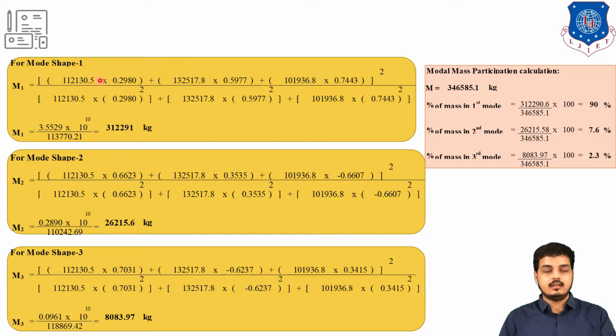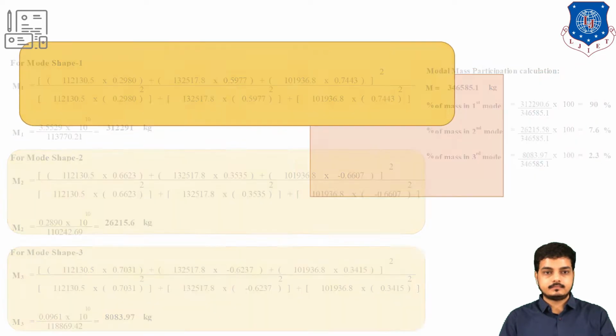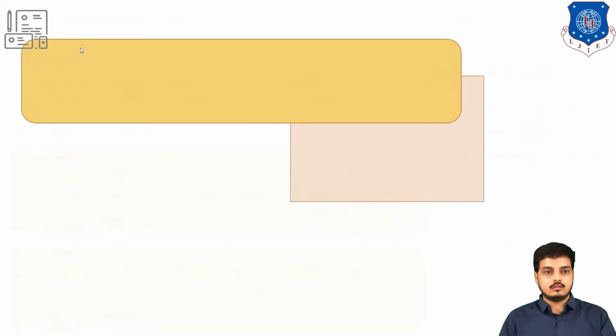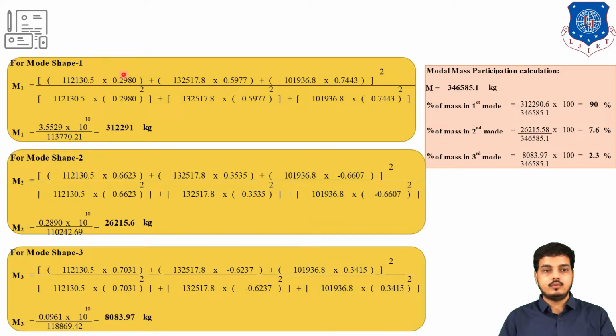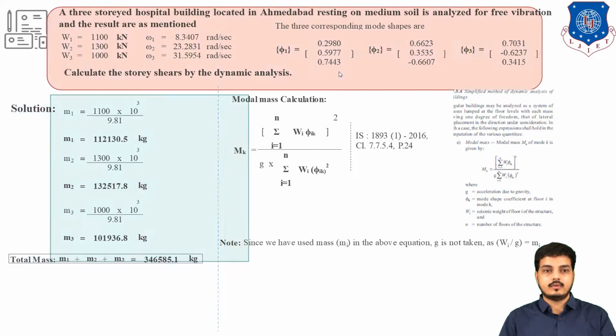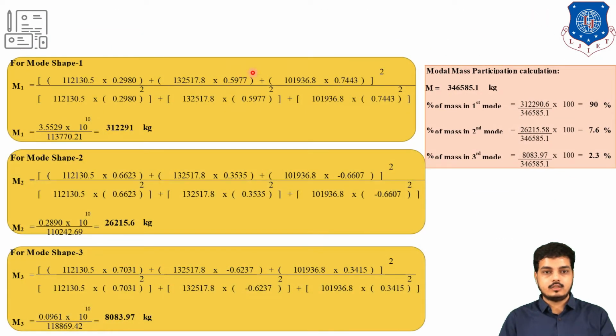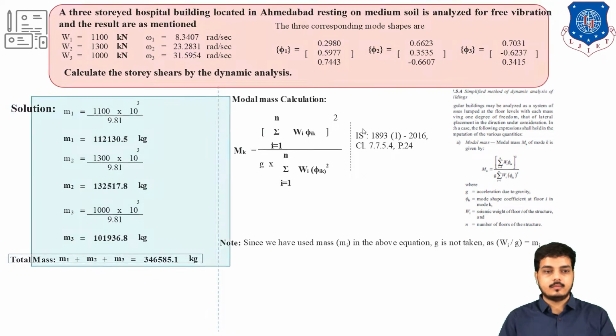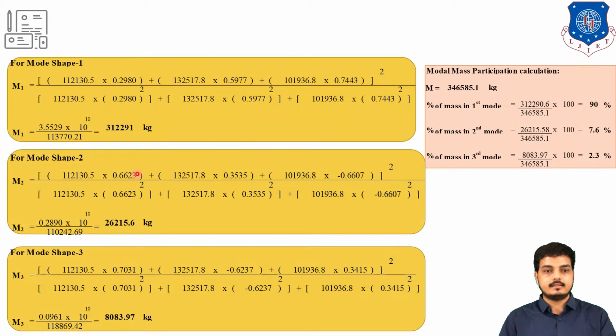So right now I have taken the masses. This is my mass 1. Look, this is Wi into phi ik. Right now I am using, for mode shape 1, the values of phi 1: 0.29, 0.59, 0.74. Similarly, in this I will be using the values of phi 2: 0.66, 0.35, minus 0.66.